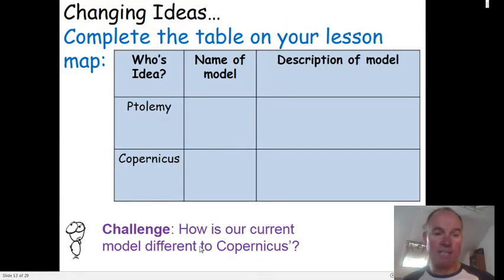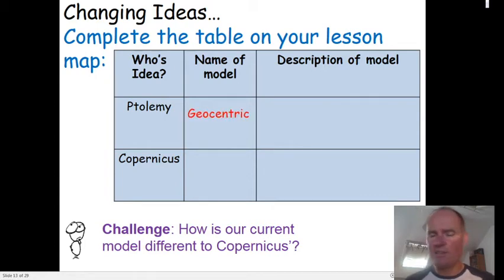So on your lesson map sheet, what I'd like you to do, or if you haven't already, do that, is to fill in the information of these, the names of the models, the basic description of what the model involved, and then, because you're clever people, how is our current model, what we understand in the 21st century, the solar system to look like, how is that different to what Copernicus thought about in the 15th century? So just pause the video, get those filled in, think about the challenge question, maybe jot a couple of ideas down, and then when you're ready, resume the video.